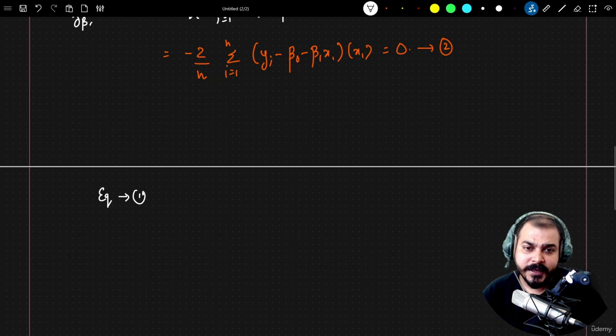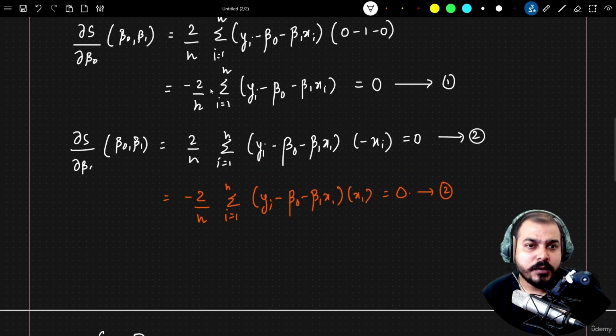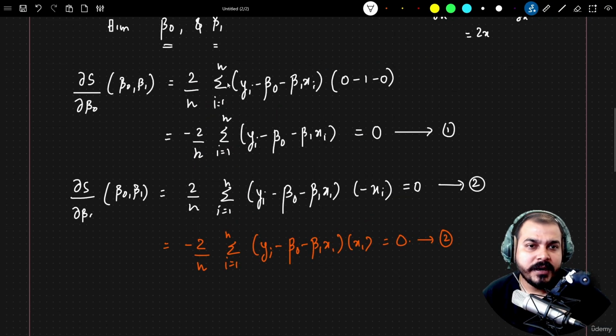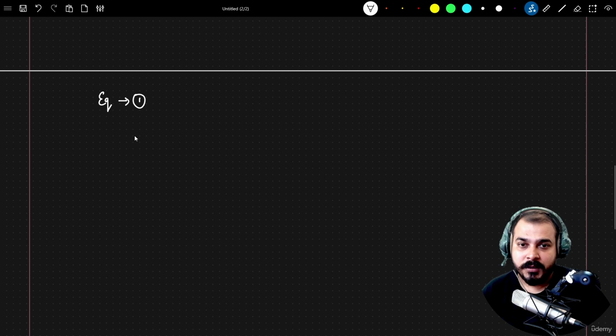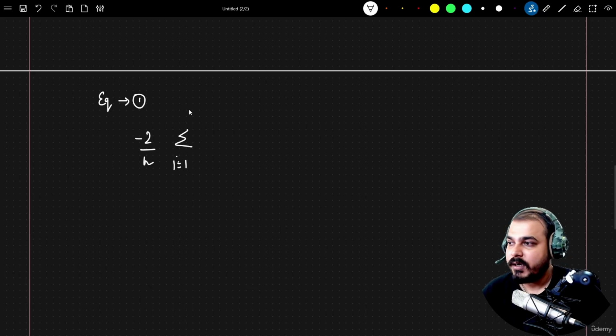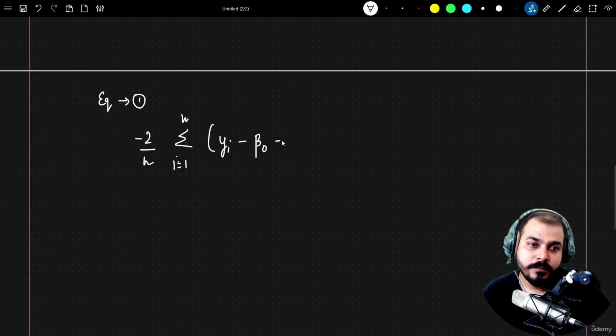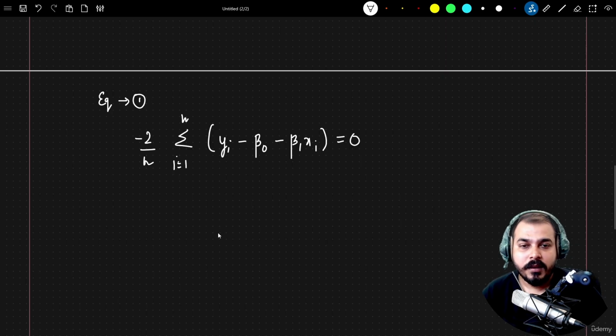Now let's go ahead and take equation 1. Equation 1 is minus 2 by n, summation of i equal to 1 to n, y of i minus beta 0 minus beta 1 x1. So here I'm going to take minus 2 by n, summation of i equal to 1 to n, y of i minus beta 0 minus beta 1 into x of i, is equal to 0.